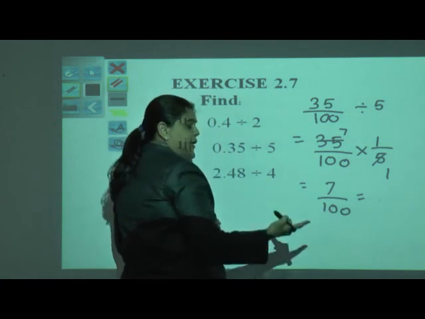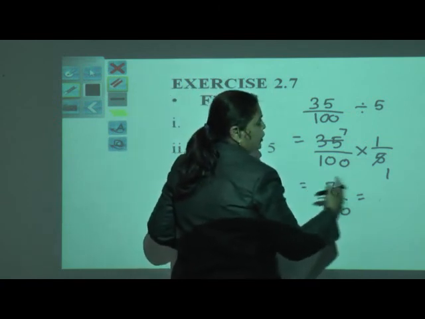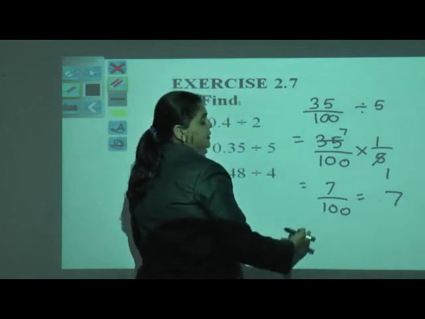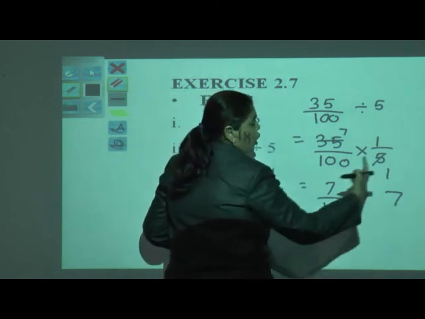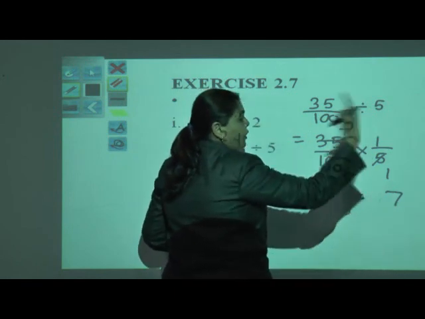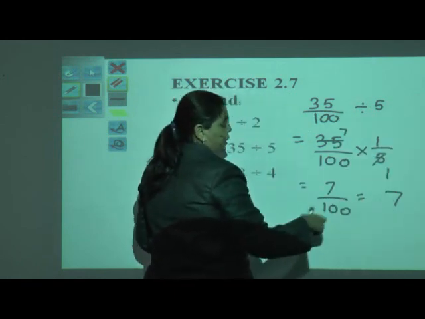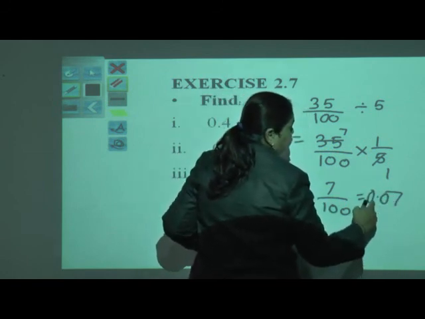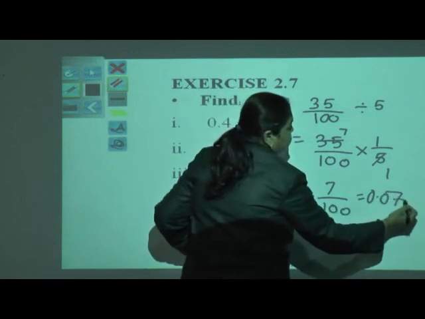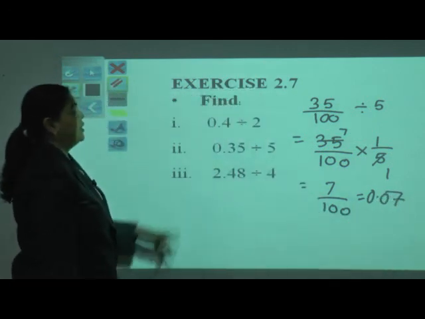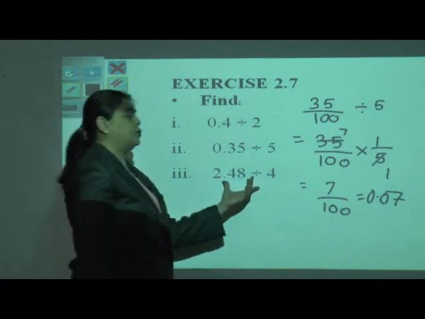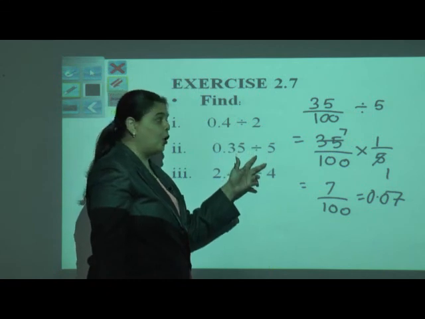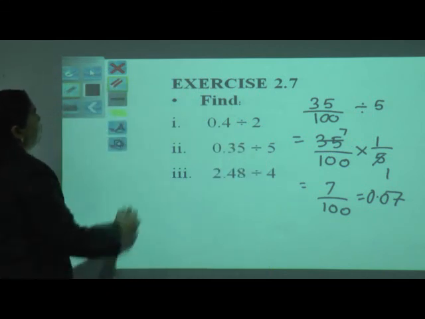I will give another trick. Whatever number you have in the numerator, the number of zeros in the denominator is 2. I have to leave 2 digits from the right-hand side and put the decimal. So this is my 1 digit, this is my second, and I will write here 0.07 as the answer. Now my dear students, you can try this. I already solved 2 examples of division of a decimal with a whole number.